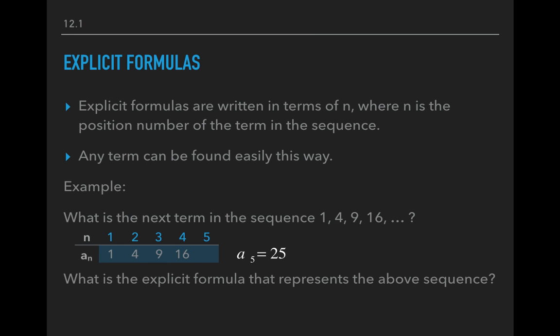Now, what would be the formula that represents this? It would look like you see here. A sub n, where I don't know what n is, it could be anything, it just represents the position of your term, is going to be n squared, where n is, again, the position of that number in the sequence. So A sub 5, n is 5, the position is 5. 5 squared, that gave us 25. That is an explicit formula.